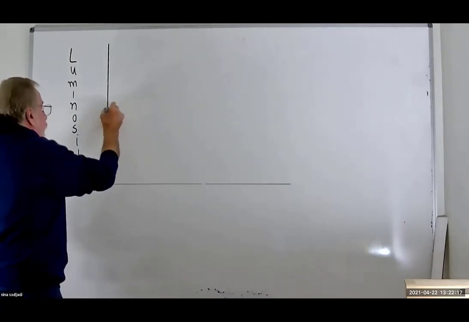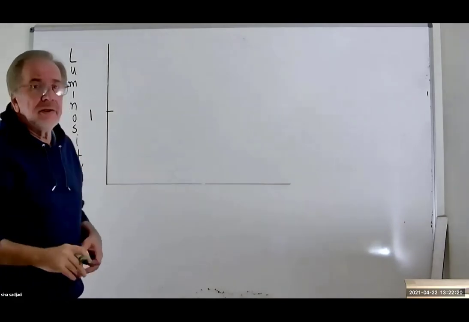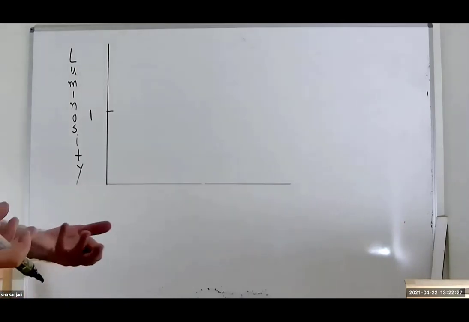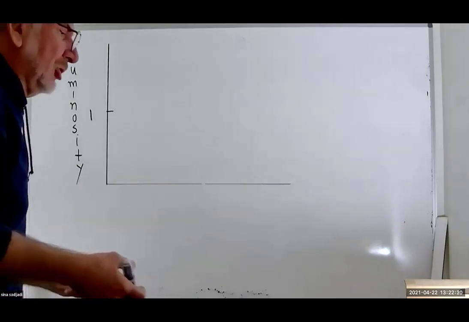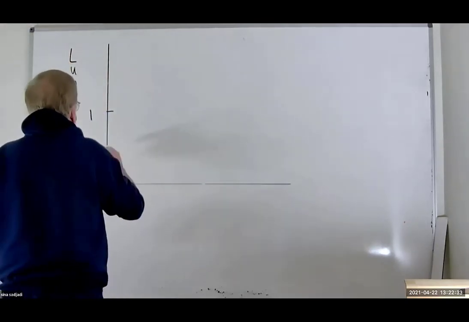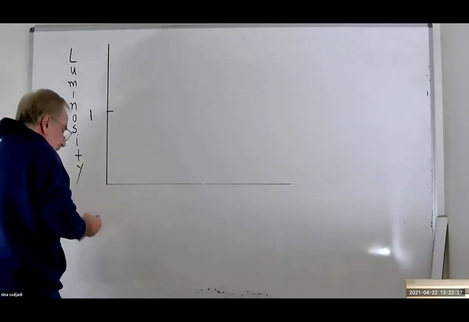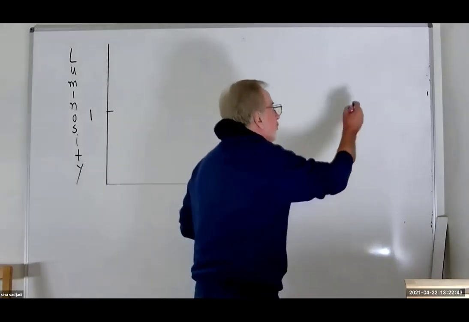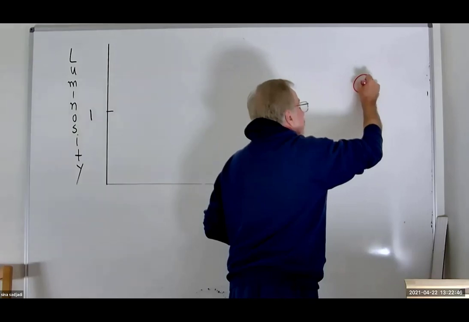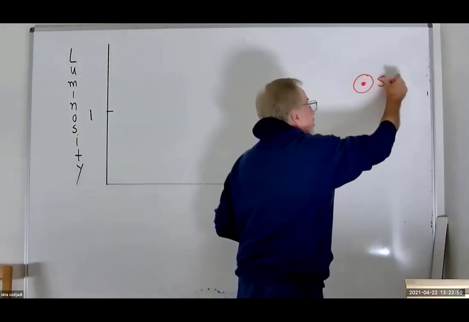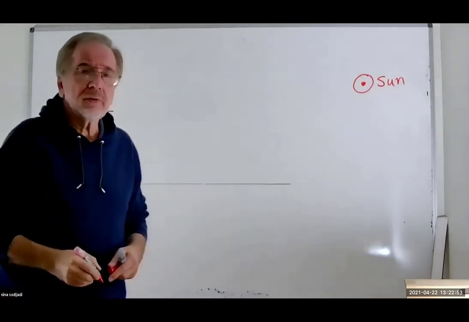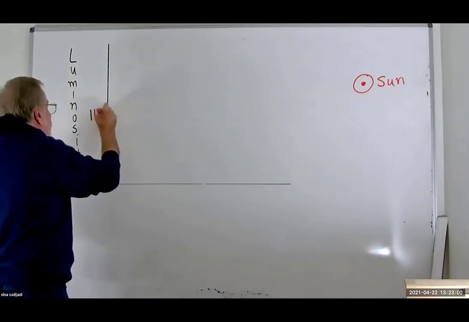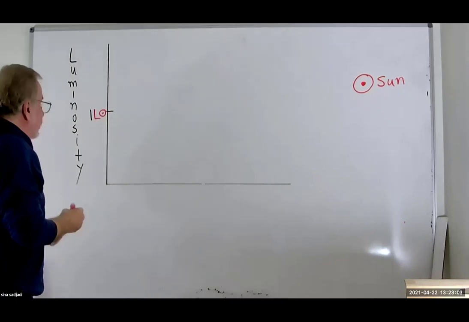So here we're going to put in 1. Now 1 stands for the sun's luminosity. So you're comparing all the stars in the sky to the sun. Because you can see the sun, you know how much light the sun puts out. So we're going to compare everything to the sun. Now the sun is a circle with a dot. It looks a lot like the sign for Target, right? That's the symbol of the sun. So we're going to say 1 times the luminosity of the sun.